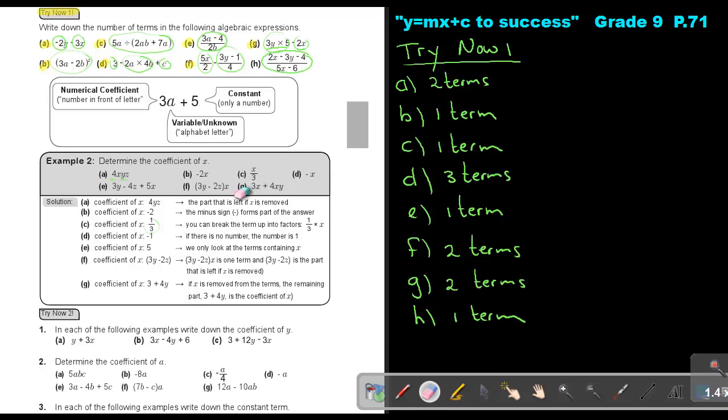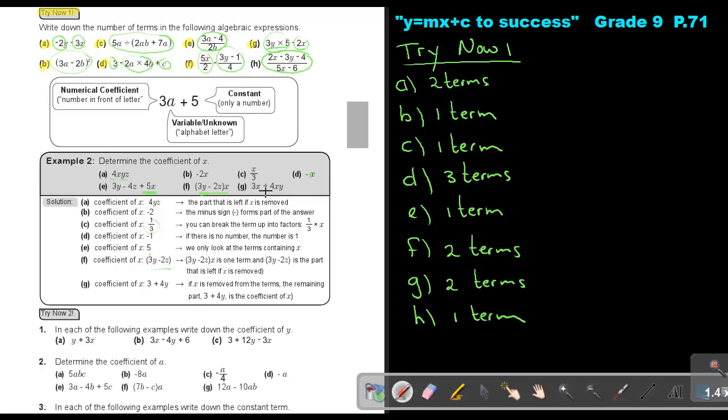Let's just clean this. Okay, the next one. Number D, remember if there stands nothing in front, it's a 1. So if you remove x, what will it be? Negative 1. If there's no number, the number is 1. The next one, only look at the term with an x. Ignore the rest. So if you remove x, what will be left? 5. The next one, that's only one term. So if you remove x, what will be left? 3y minus 2z, and that's the coefficient.